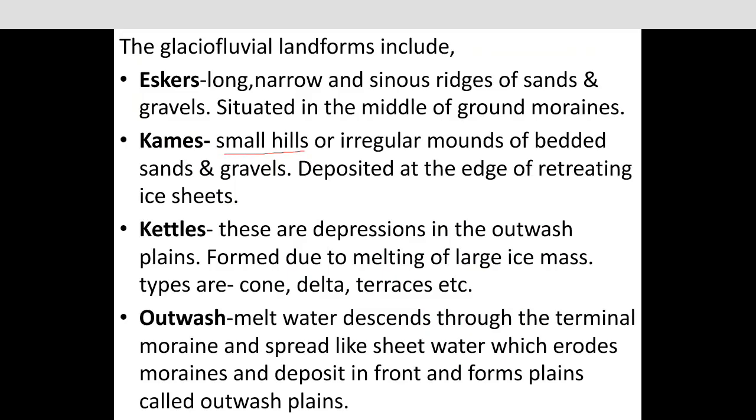Kames are small hills or irregular mounds of bedded sands and gravels deposited at the edge of retreating ice sheets. These are hill-like landforms and irregular mounds, and their composition is mainly sands and gravels. Kettles are depressions in the outwash plains formed due to melting of large ice mass. Types are cone kettles, delta kettles, terrace kettles, depending upon the shape and the location where it is formed, and depending upon that it has different names.